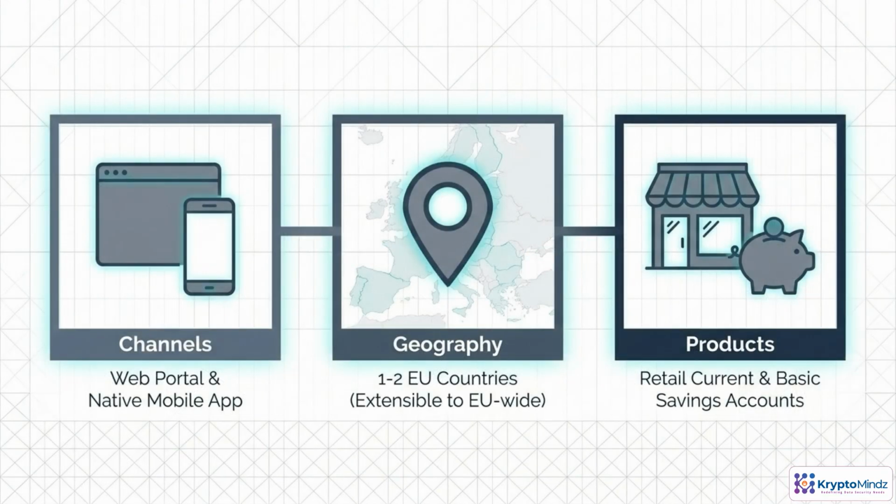To keep this initiative realistic, we deliberately narrow the scope along 3 dimensions. First, channels. We focus on digital self-service via web and native mobile apps. Branch kiosks, call centers, and paper flows stay out of scope, so the team can move faster. Second, geography. We start in 1 or 2 EU countries, but design every decision for reuse across borders under eIDAS. Third, products. We begin with everyday current and basic savings accounts, leaving room to add credit, loans, and investments later.